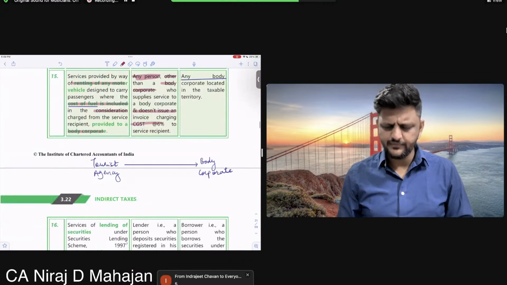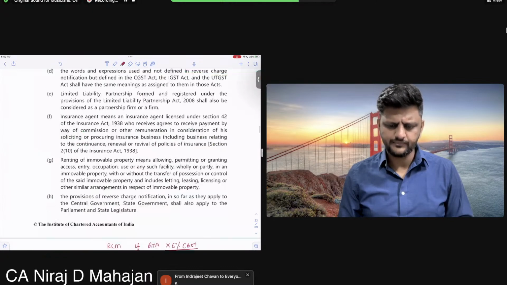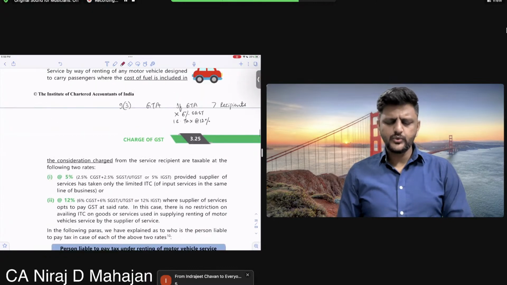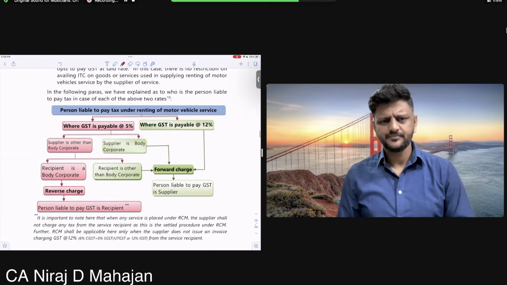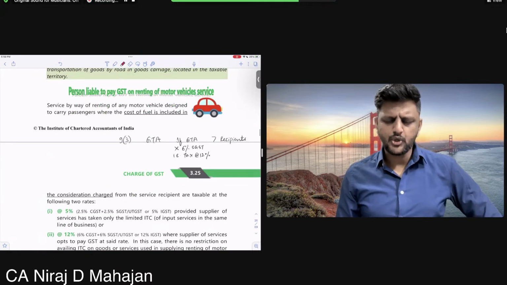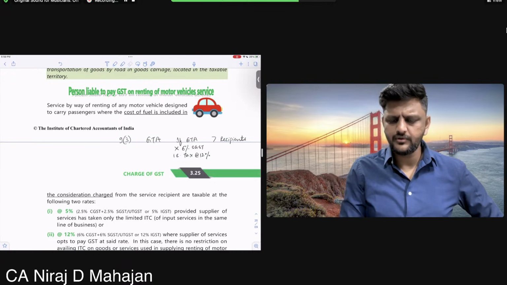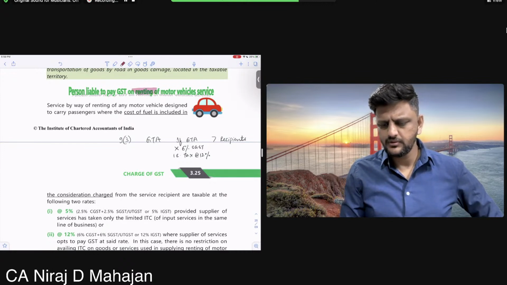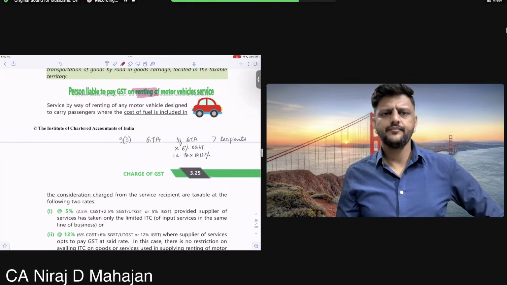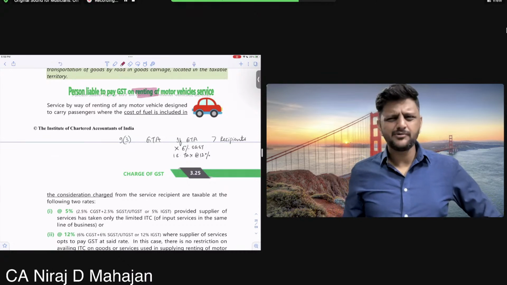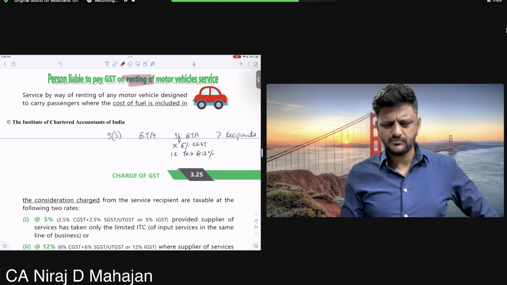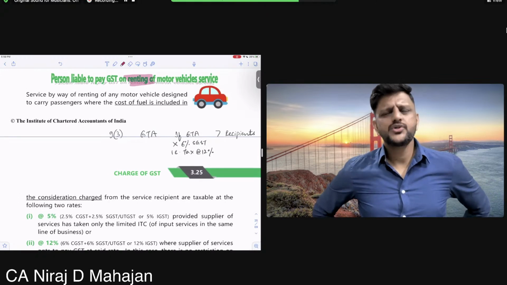So let us do it. I think they have given that example also of motor car here. Person liable to pay GST on renting of motor vehicle service. If there are, I think, some examples of Zoom cars, I'm not sure. Which cars do we have?